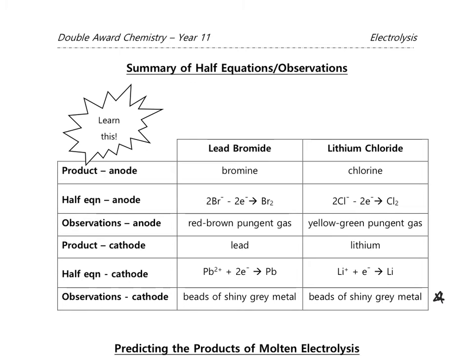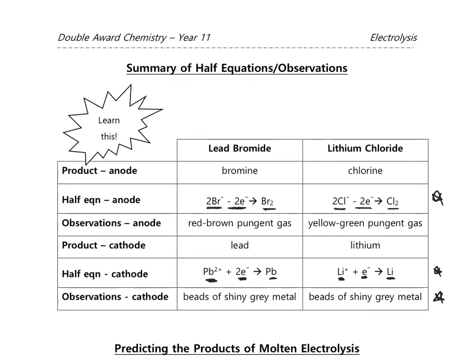Moving our way up with the half equation at the cathode, you can see that always we have a positive metal ion gaining electrons to form a metal atom. For the half equation at the anode, on the other hand, we've always got a negative ion losing electrons to give us a non-metal atom, which then joins up together to form our diatomic molecules.